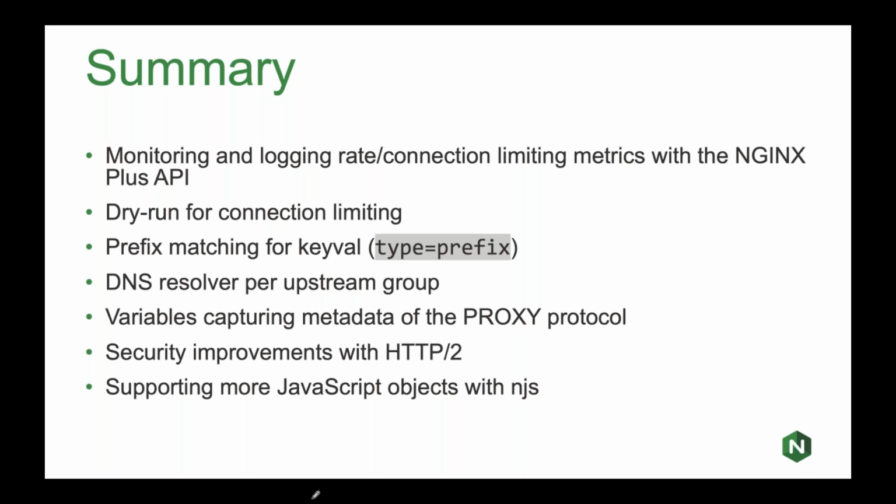The key value store has been extended with a prefix match type. So now that's ideal for matching on paths based on the URI that comes in, as well as previously matching on IP address ranges or just straight literal strings. DNS resolvers for upstream group we just mentioned. Additional PROXY Protocol variables for obtaining server information as well as client information. Some additional hardening around HTTP2 and additional JavaScript objects with NJS.